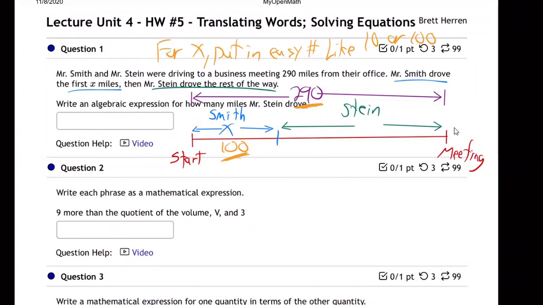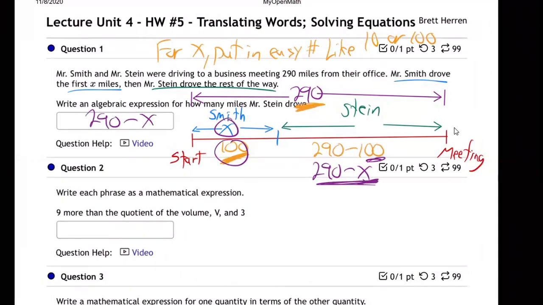What would I do there? Wouldn't you take the whole 290 and subtract the 100? Because the whole distance is 290, subtract the part Smith drove, and you get the remainder that Stein drove. I think you all know that right away. You're like, yeah, of course that's right. Well, then I pretended the X was 100. So then just put the X back where the 100 was, and there's your formula, 290 minus X. So that's just an easier way. We just think better with numbers than we do with letters.